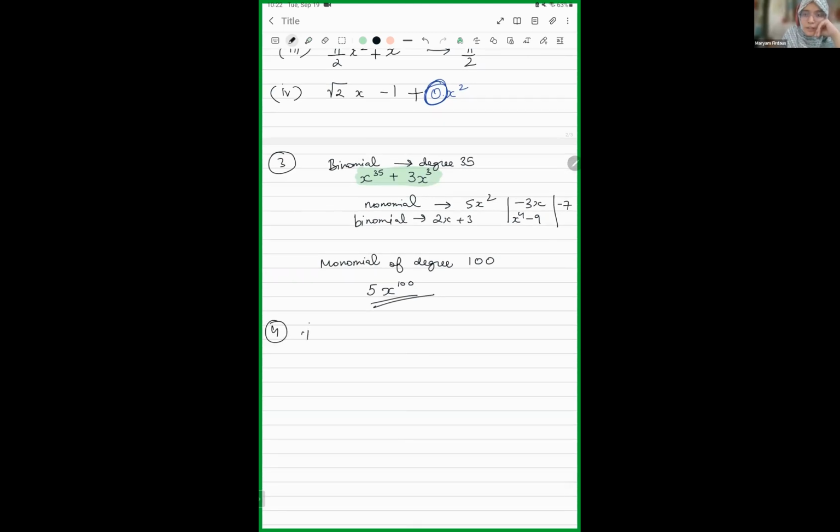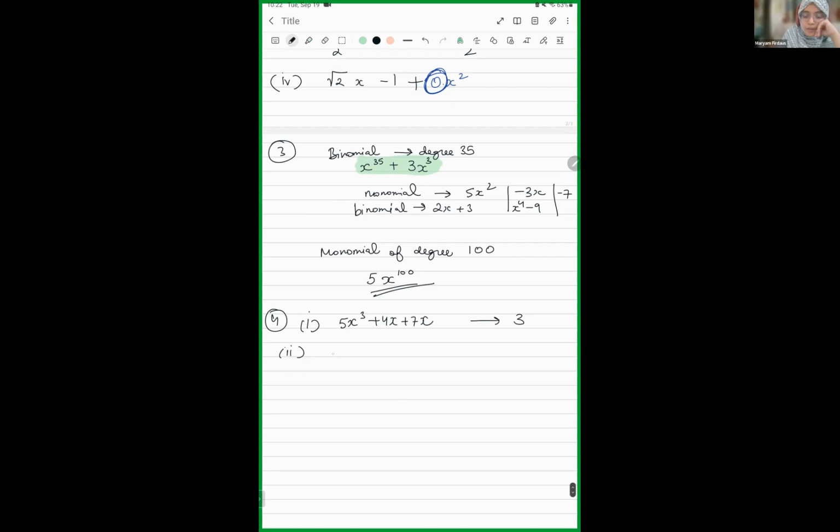Write the degree of each of the following polynomials. 5x cubed plus 4x square plus 7x. Preshita? Yes, ma'am. It's 3. The degree is 3.